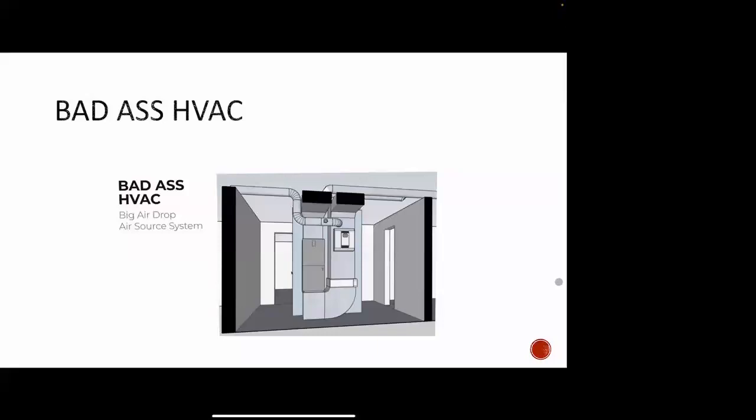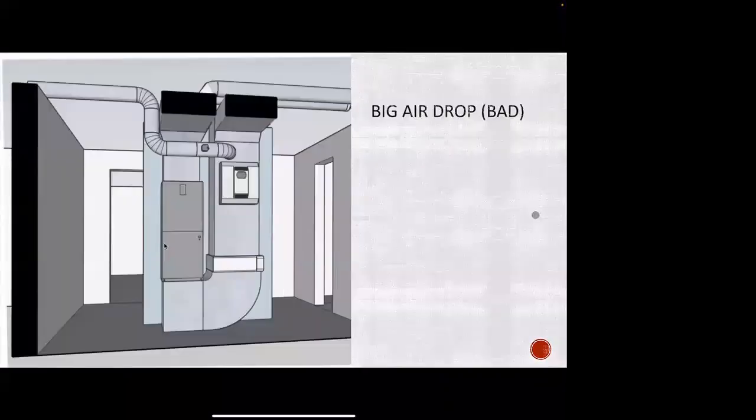All right, so getting to bad. We call this our badass HVAC section. All right, and what I mean by badass is big air drop, air source system. So let's start with the bad, the big air drop. You want that return drop as wide as your media filter. If you got a 16 by 25 media filter, put it in the horizontal position, make it 16 by 25.